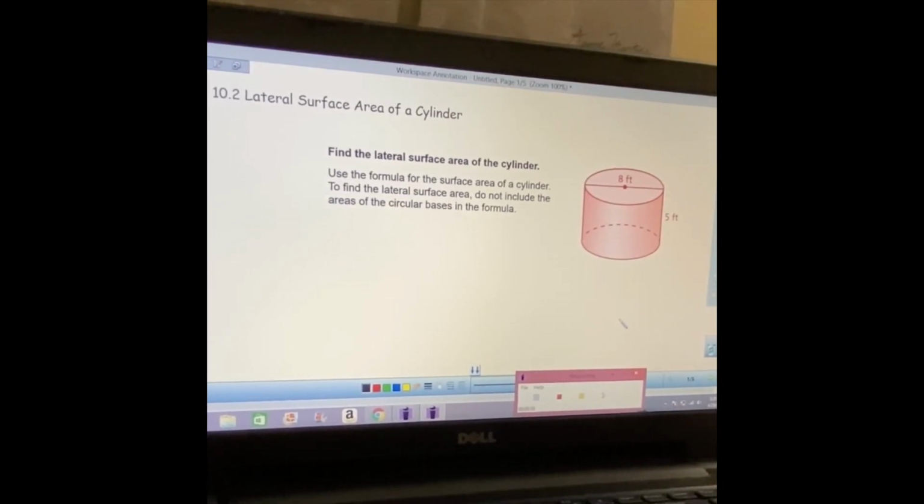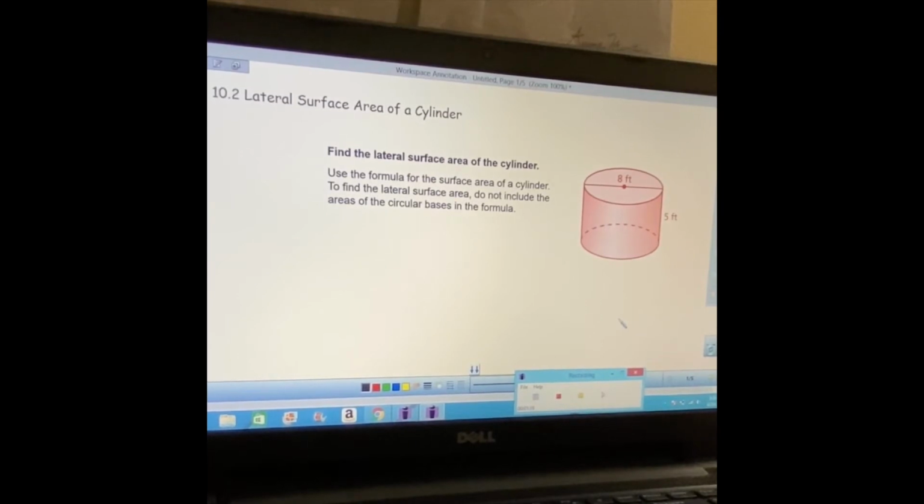So you might be wondering, who might need to know the lateral surface area? Why wouldn't they need to know the whole thing? Well, for example, someone who makes a label for a can will only need to know the lateral surface area, okay? So that's what we're going to work on today. We're going to work on finding lateral surface area, okay?